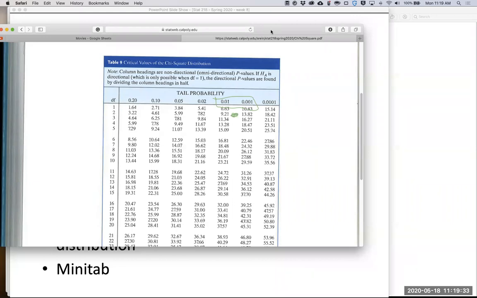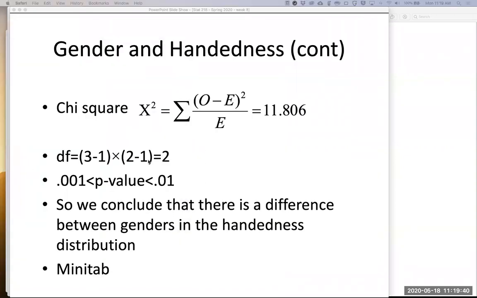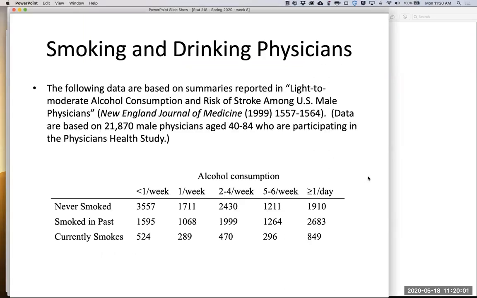Your conclusion is going to be easy. Your conclusion is that you think there is a relationship, that there's a difference between males and females in terms of the distribution of handedness. Quite easy. Let's dot some I's and cross some T's in those later bits of chapter 10 here.